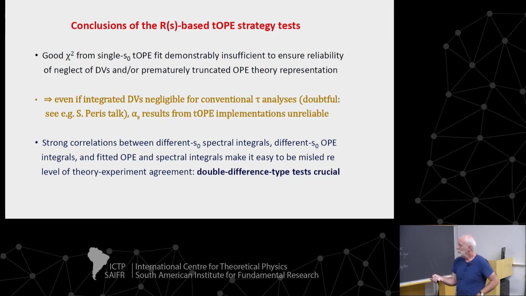good chi-squareds from a single S0 fit with truncated OPE assumptions, shown explicitly, it's not enough to actually establish that the tOPE assumptions are good. So you have to look a little bit more carefully because there's such strong correlations. And even if, as I've done in this part of the analysis, you assume that the integrated duality violations are negligible, the truncation of the higher dimension contributions shows up as being inaccurate by this failure to match the S0 dependence between theory and experiment.